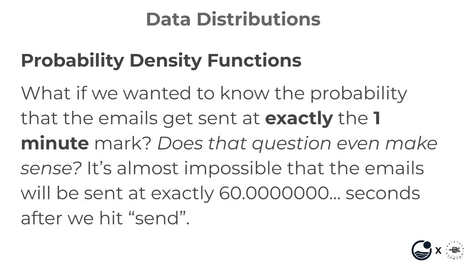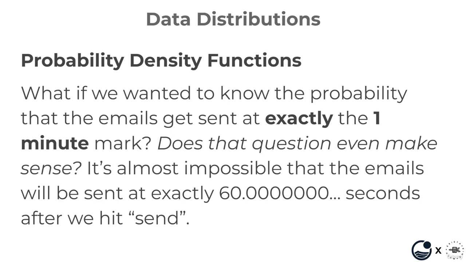So again, what if we wanted to know the probability that the emails get sent at exactly the 1 minute mark? And I want to be very clear. When I say exactly 1 minute, I mean precisely exactly 1 minute, 60.000000 seconds, etc., after we hit send. What you should be thinking about is, does that question even make sense?